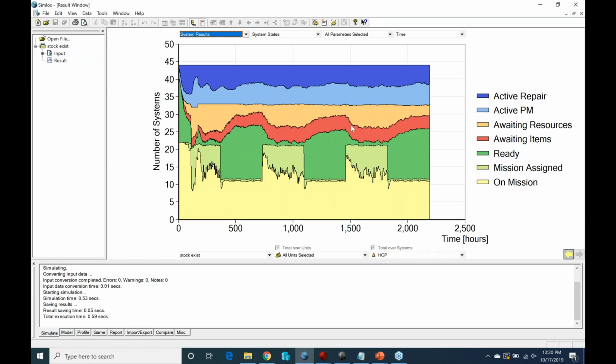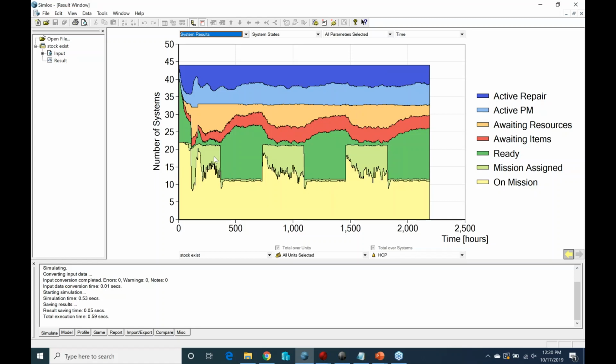And then red is awaiting items, and that's pretty self-explanatory. That's a system that is down for some reason, scheduled and unscheduled maintenance, and it needs a part that is not available. So over the course of this simulation, what we're able to see is we have various causes of downtime. Now remember, we're looking at mission capability here.